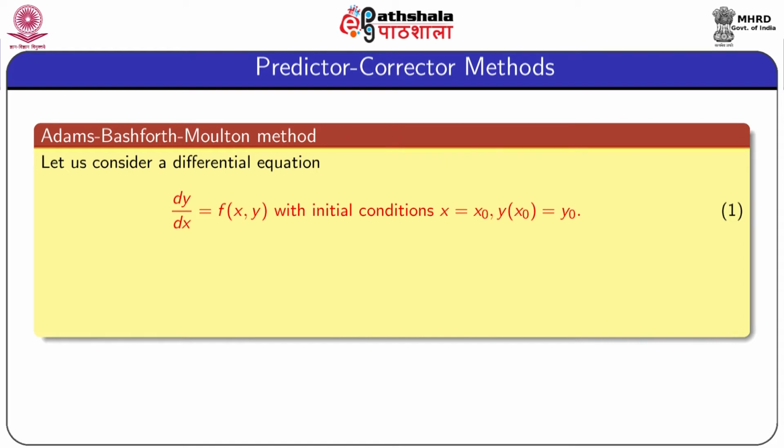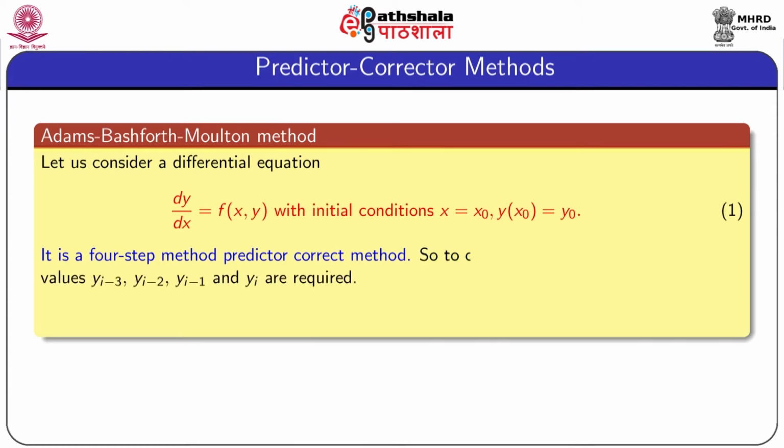Now, first we describe the Adams-Bashforth-Moulton method. The problem is dy/dx equal to f of x, y with the initial condition x equal to x0 and y equal to y0. It is a 4-step method, or it is called the 4-step predictor-corrector method. That means, to find the solution by this method, we have to find the values of y1, y2, y3 before going to find the value of y4.